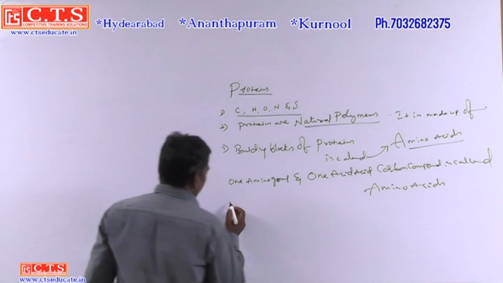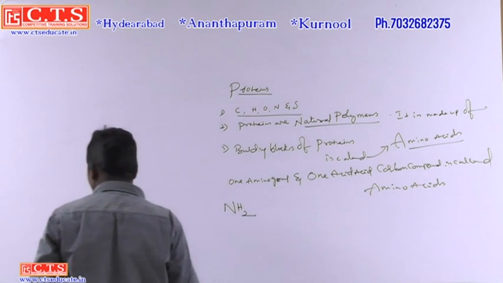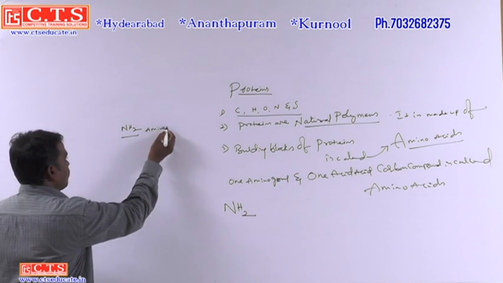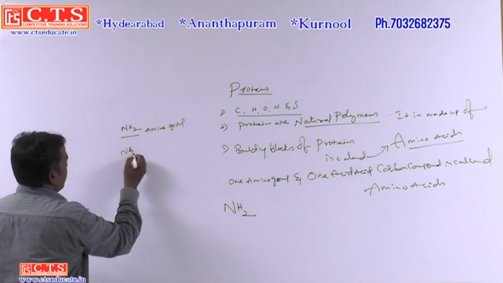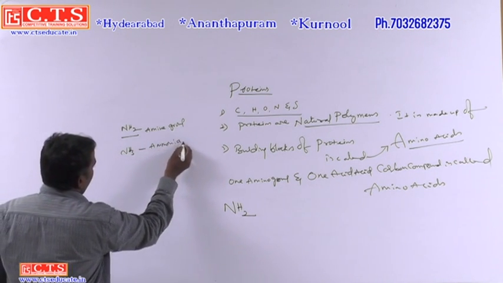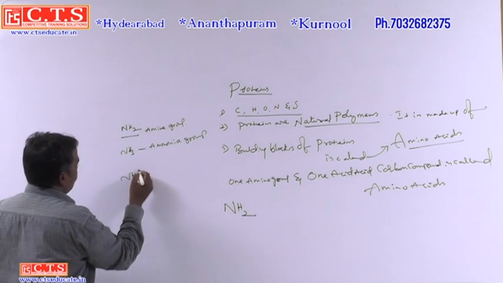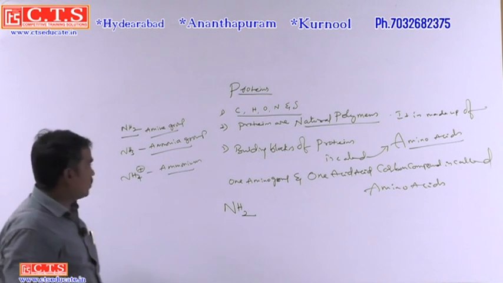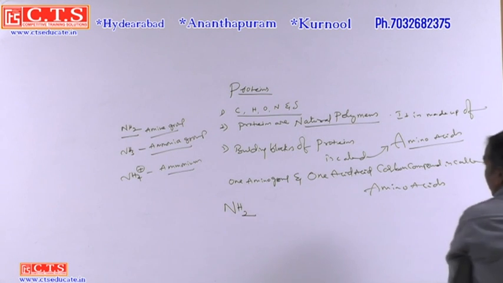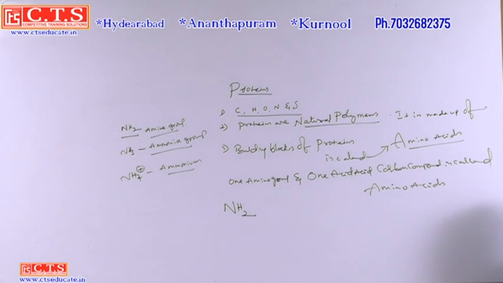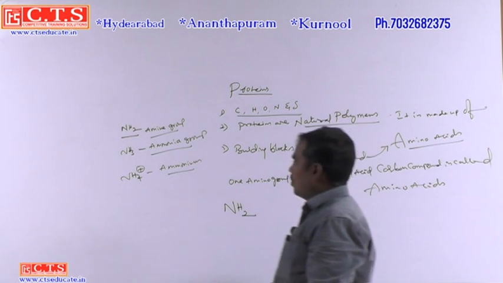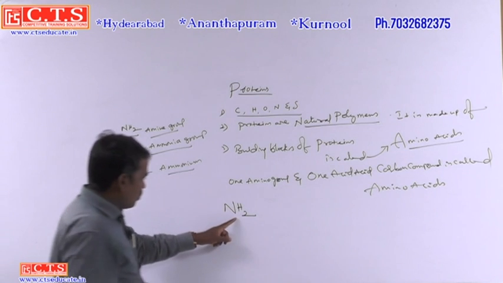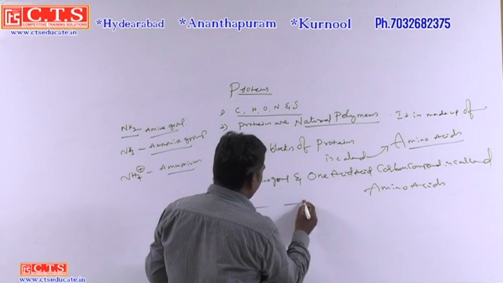For example, the amine group: NH2 is an amine group, NH3 is an ammonia group, NH4 plus is ammonium. These are the differences between NH2, NH3, NH4 plus. One amine group and one acid group.